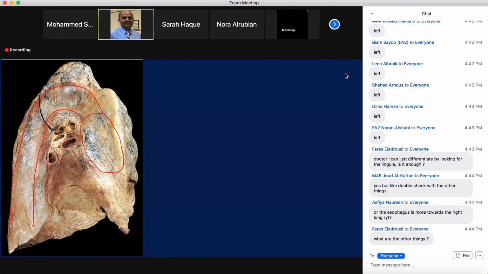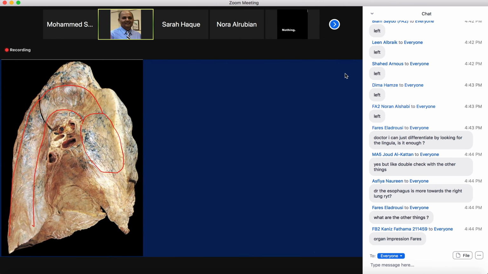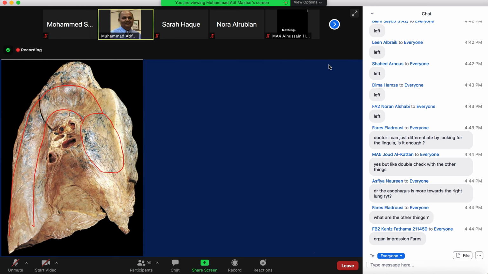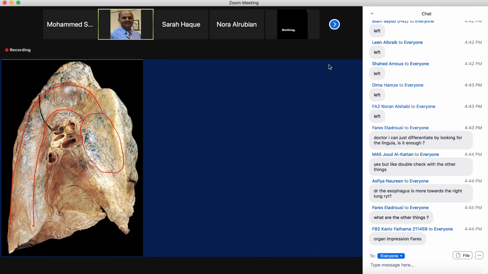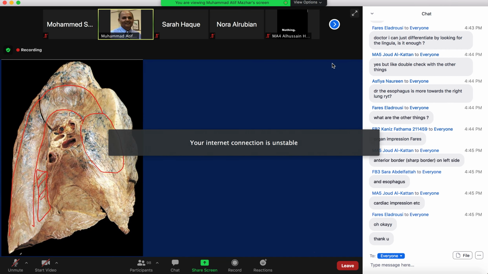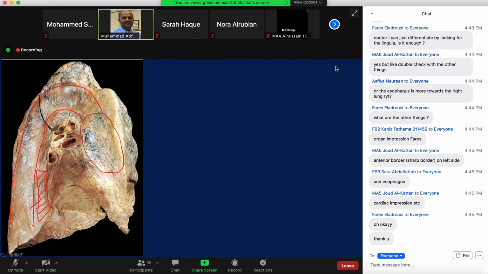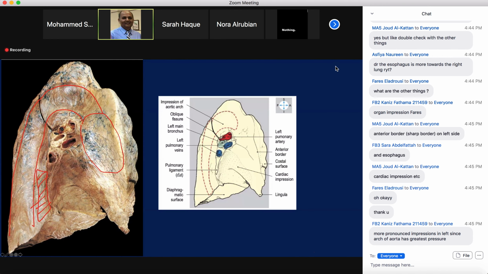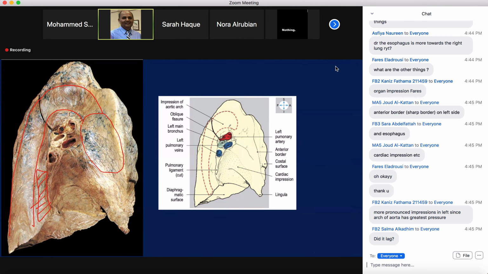So is it clear now? This is the heart, this is the arch of aorta, and this is the thoracic aorta. Okay. So I'm sure everybody should be clear with this. So now we can match it. Can we match it now? You can see the structures.